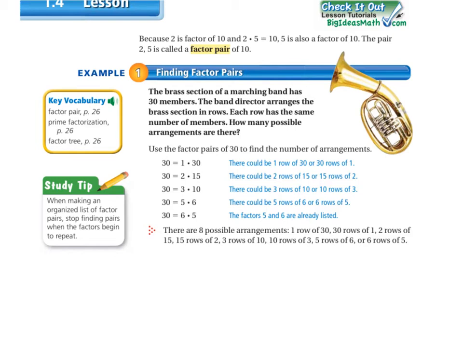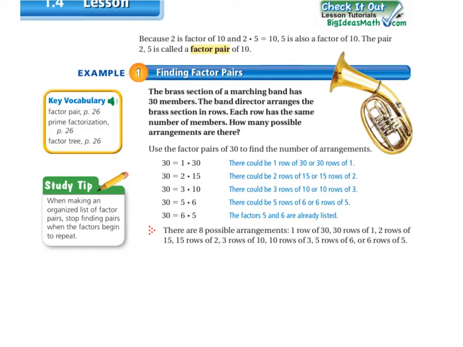This lesson we're going to learn about factors and how to factor numbers. The first thing we have to talk about here is the definition of a factor pair. It says 2 is a factor of 10 because 2 times 5 equals 10. 5 is also a factor of 10. The pair 2, 5 is called a factor pair of 10.